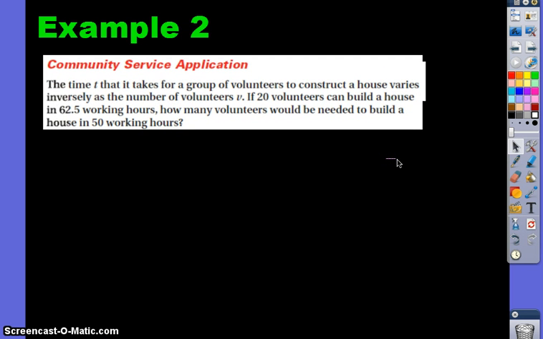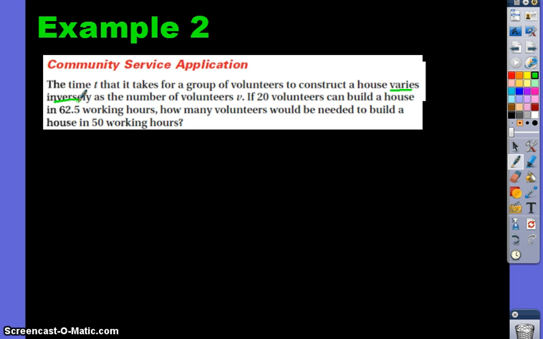It says the time that it takes a group of volunteers to construct a house varies inversely to the number of volunteers v. If 20 volunteers can build a house in 62.5 working hours, how many volunteers would be needed to build a house in 50 working hours? All right, the key words here that told us this was inverse variation were varies inversely. We know that the time it takes the workers to construct the house varies inversely with the number of volunteers.